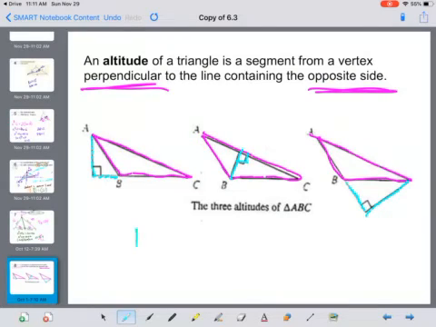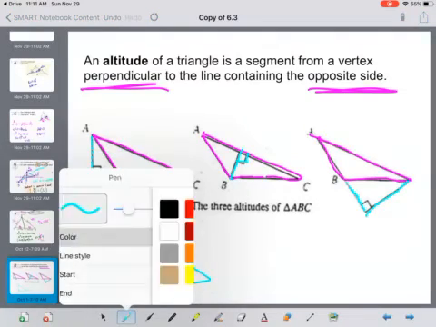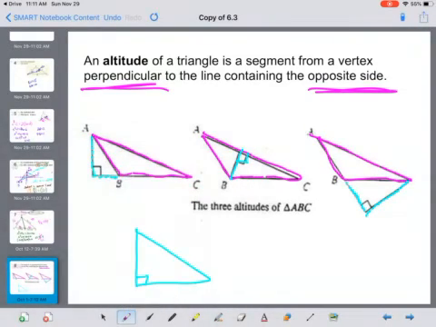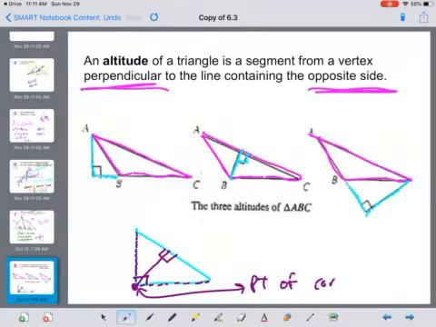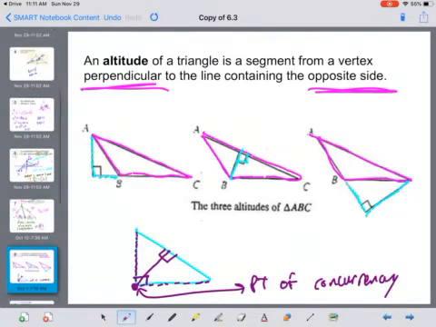Sometimes in a right triangle, you would have one altitude going to the hypotenuse, but then the second and the third altitudes are actually the sides of the triangle, which means the point of concurrency is the actual vertex of the right triangle.